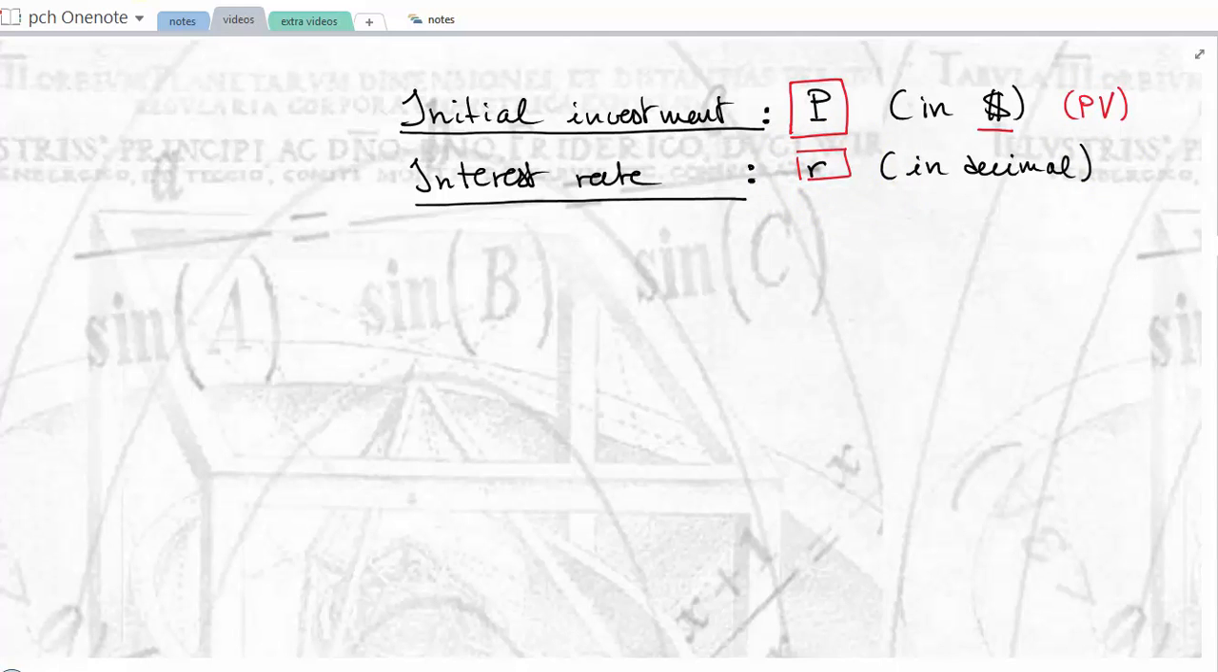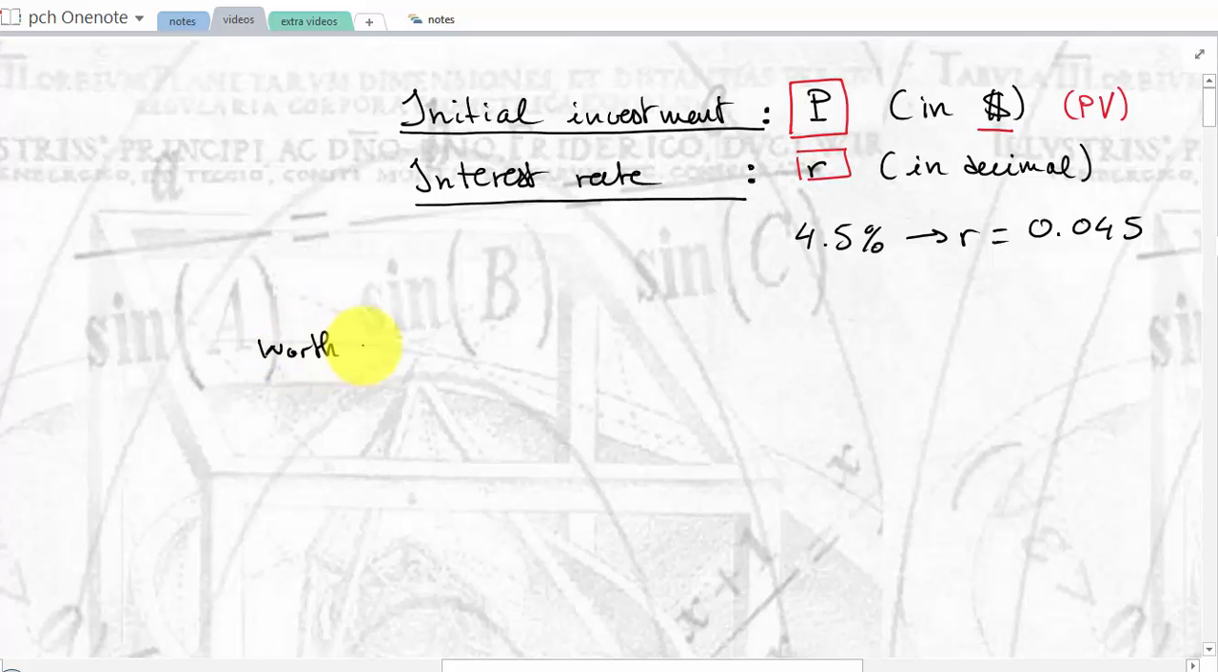Now be careful, the interest rate is given in decimal form, okay? So for example, if you have an interest rate of 4.5%, you have to write it in decimal form, R would be 0.045. The question now is, what is your investment worth 2 years from now? So the worth, the value of your investment, 2 years from now, okay?